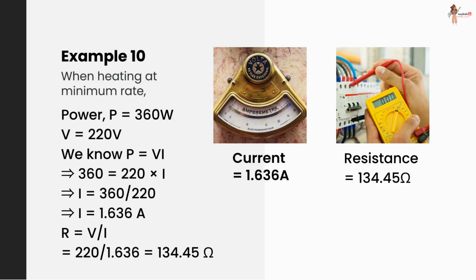When heating at minimum rate, power is 360 watts, voltage is 220 volt again, and we know that P is equal to VI. Substituting, we get I equal to 360 upon 220, that is 1.636 amperes. R is V upon I. Substituting the values, we get R equal to 134.45 ohms. So current is 1.636 amperes and resistance is 134.45 ohms. Pretty simple, right?